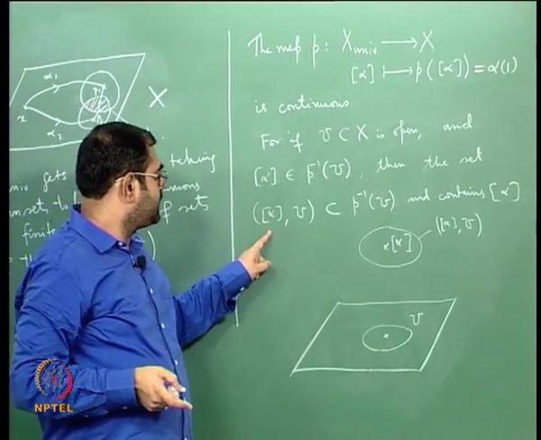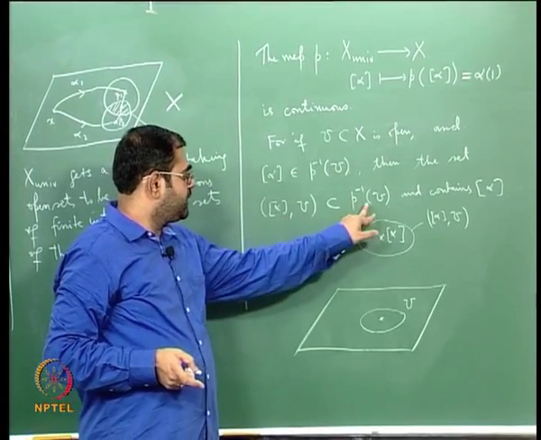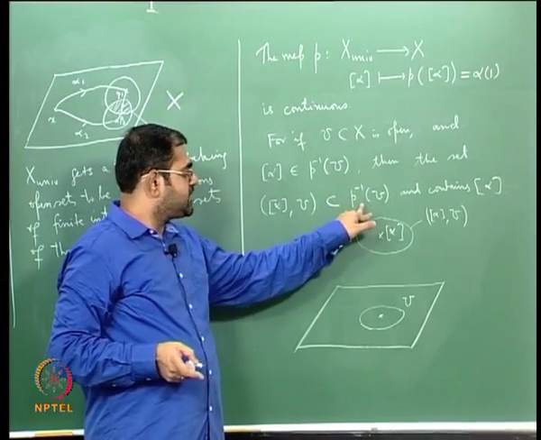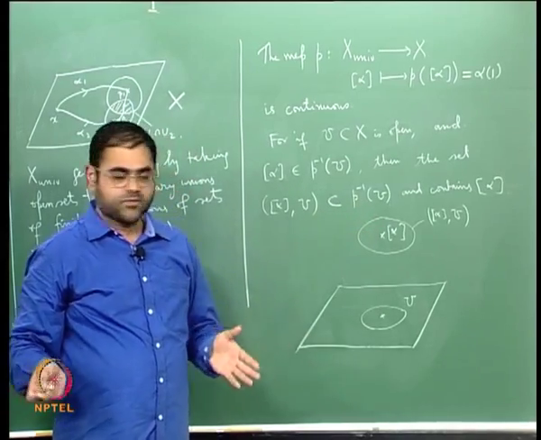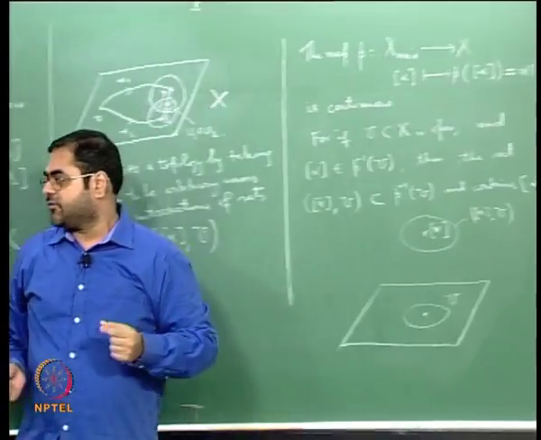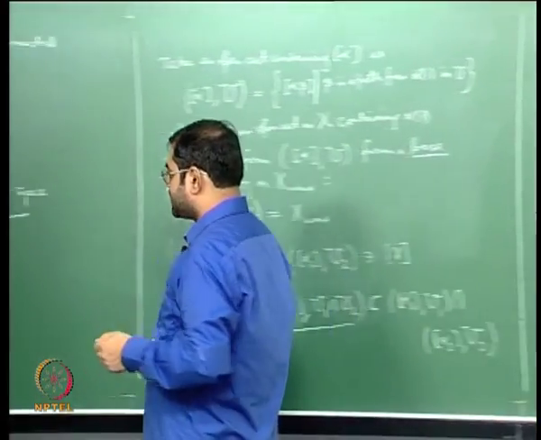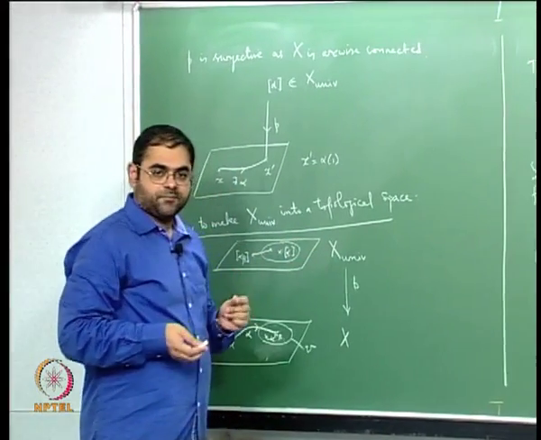So alpha is surrounded by an open neighborhood inside P inverse U, and that is true for every point in P inverse U. So P inverse U is open, so we have verified that the inverse image of an open set is open, and therefore P is continuous. So that finally makes this into a topological space and this into a continuous map.